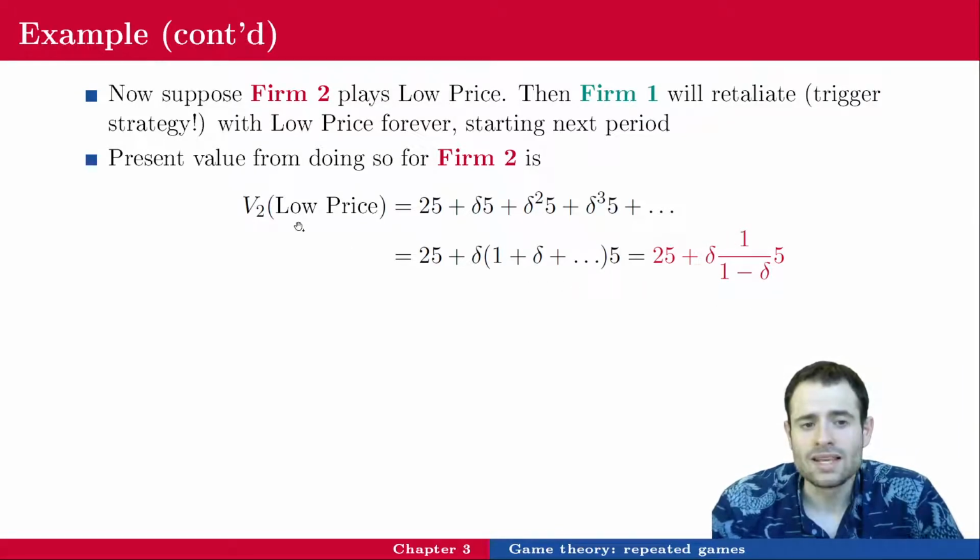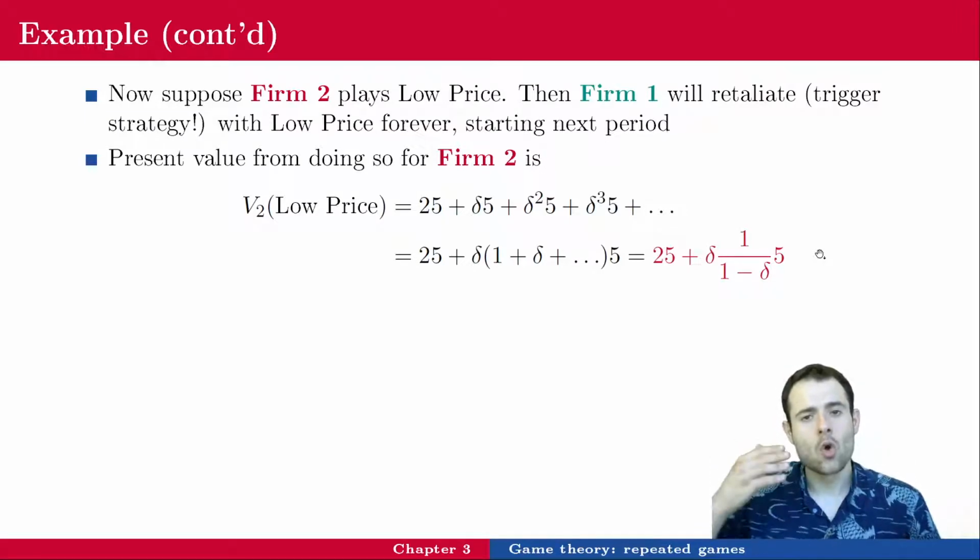So the final discounted value of this strategy is going to be 25 coming from today's big payoff plus delta times 1 over 1 minus delta times 5. That comes from firm 1 punishing firm 2 by playing low price forever.